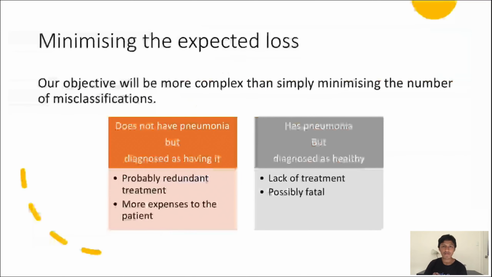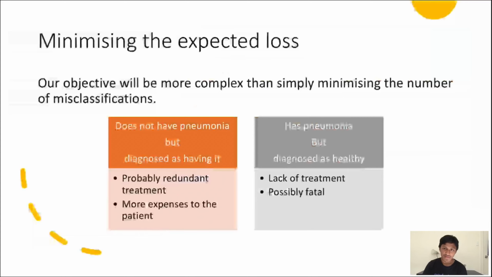Actually, sometimes our objective is not simply minimizing the number of misclassifications. Let's go back to our previous example, pneumonia. For example, we have a patient who does not have pneumonia but is diagnosed as having it. The patient will suffer a probably redundant treatment and spend a lot of money on it. In the other case, the patient has pneumonia but is diagnosed as not having it. I think this case is more problematic than the previous one, because the patient will lack treatment, and possibly in the future it will be fatal.